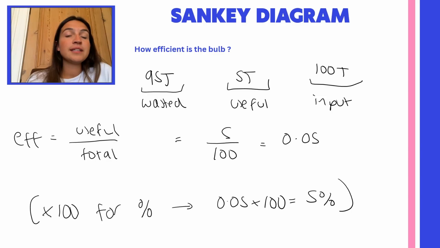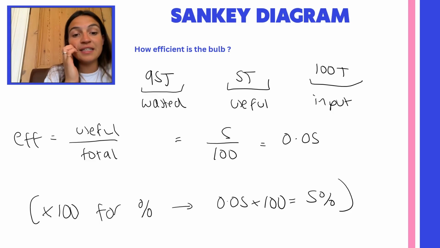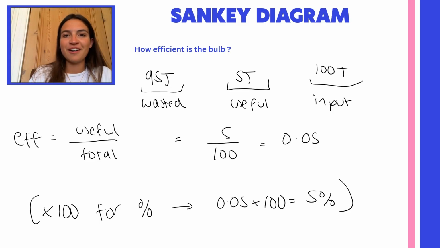However, if I did want to change that into a percentage, then all you do is multiply that final number by 100. So for me here, that's 0.05 times 100 is 5% efficient.